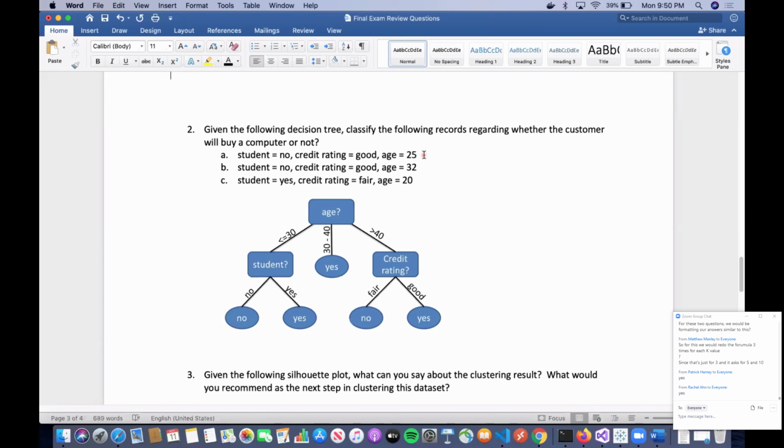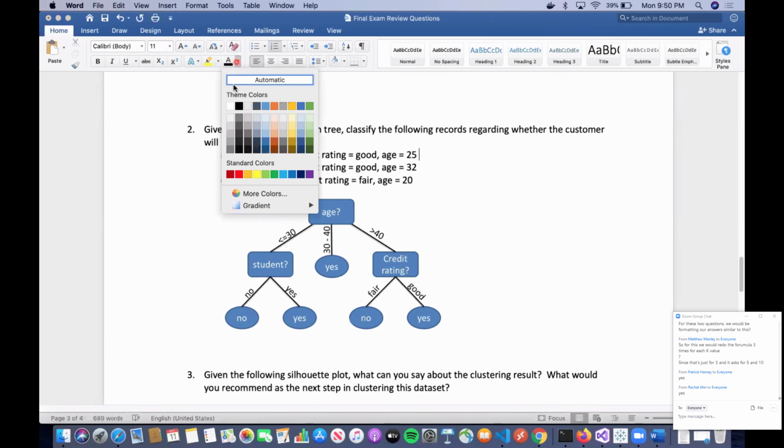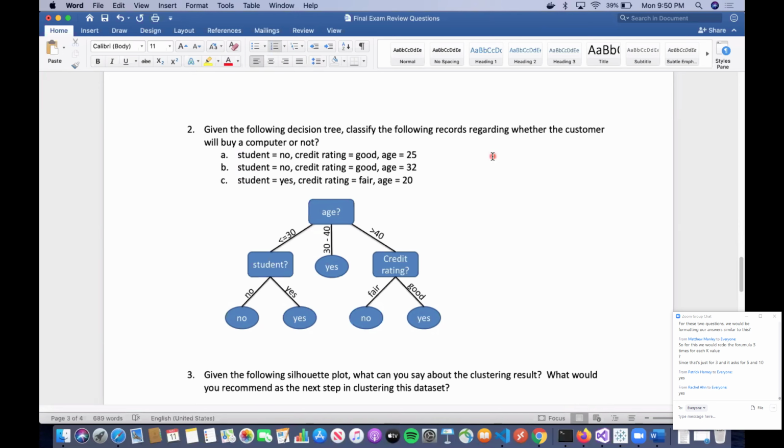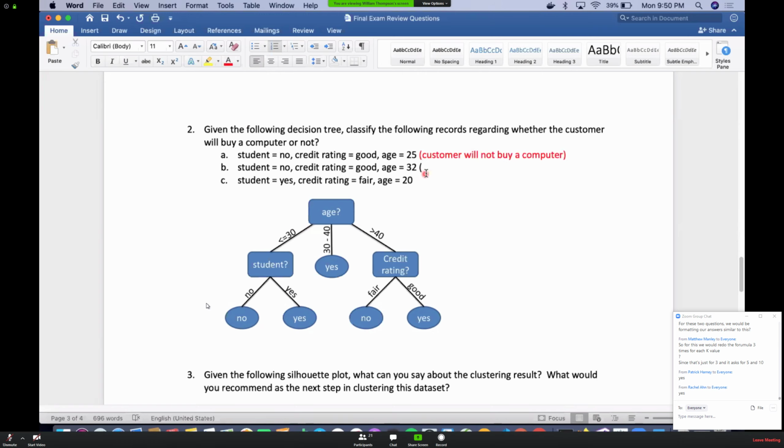Age equals 25. What's going to be the outcome for this? Will the customer purchase or not? And all we want here for answers, you can put right in parentheses. So what about number B? Will the customer purchase or not?